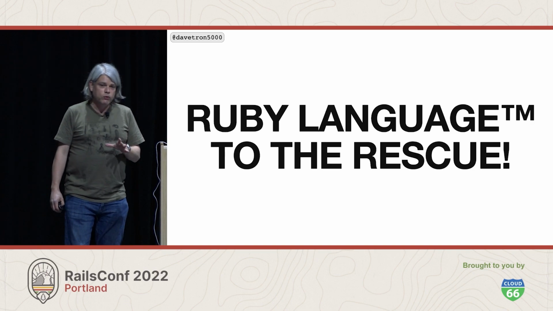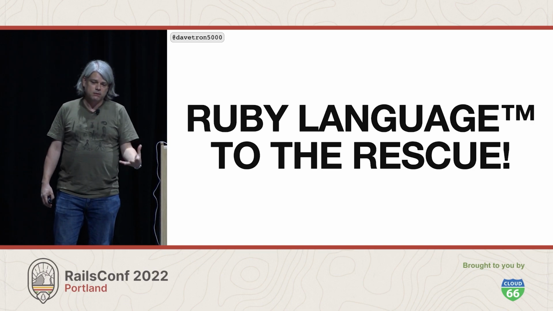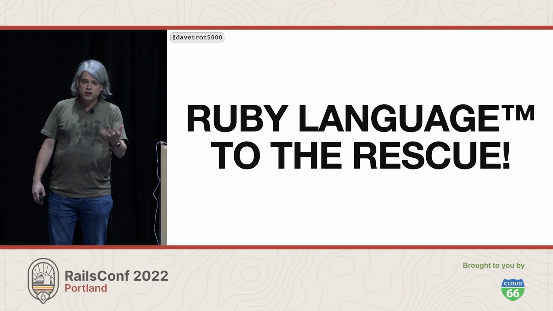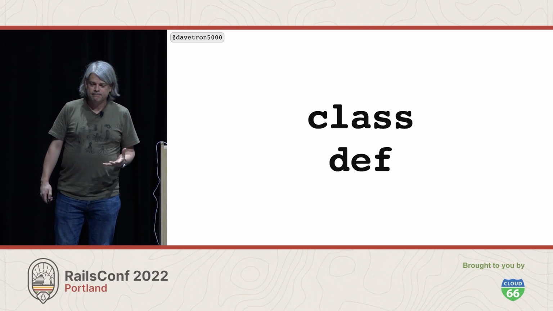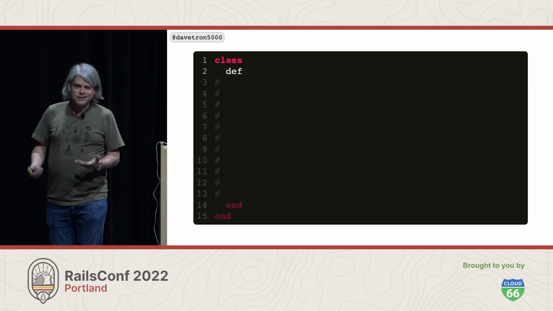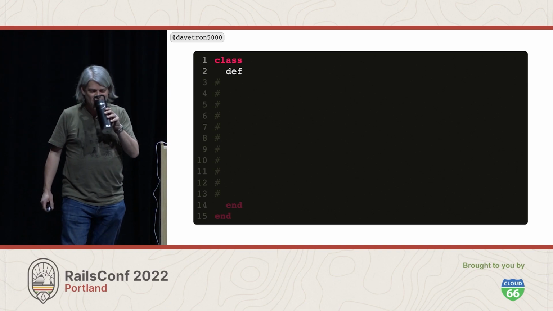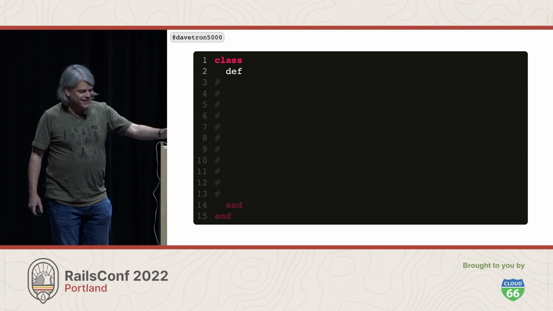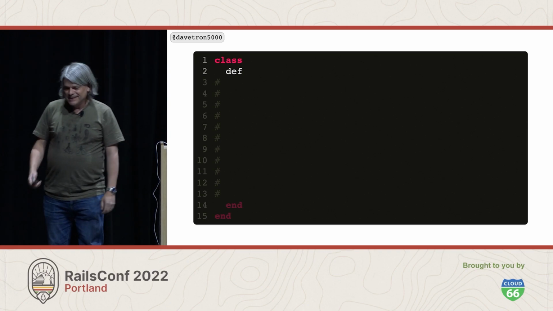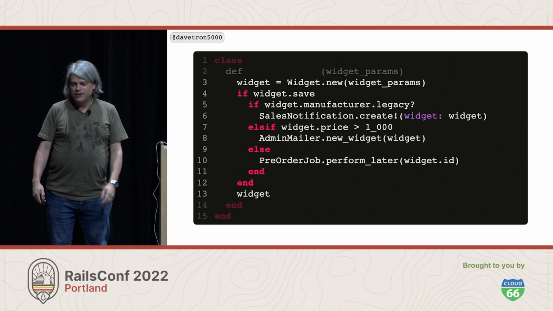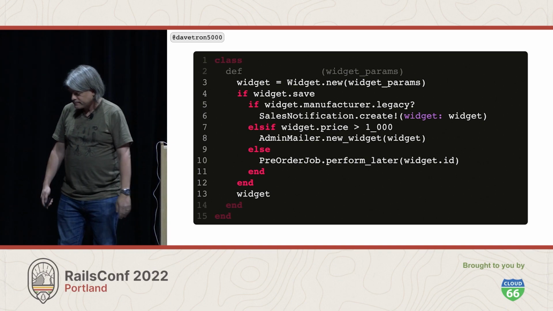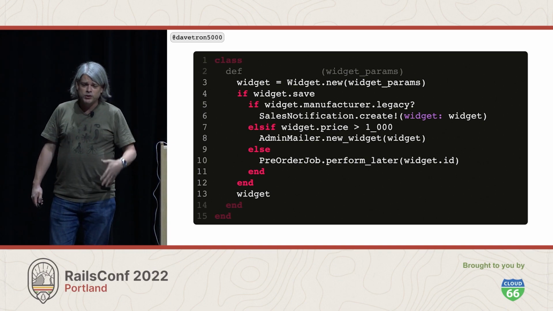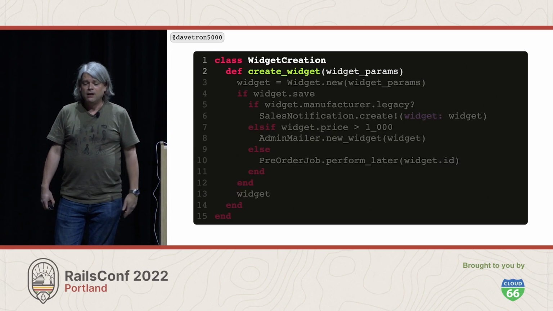OK, so I dug into the Ruby programming language to try to find a feature that maybe would help us. And it's a feature that Rails developers don't use that often. It's called making a class and defining a method. So let's try that. So we'll make some class, make some method. It'll take the parameters, it'll do all the stuff, and it'll return the widget, and the controller can do whatever. So this is, right, it's a process of widget creation, so let's just call it that.